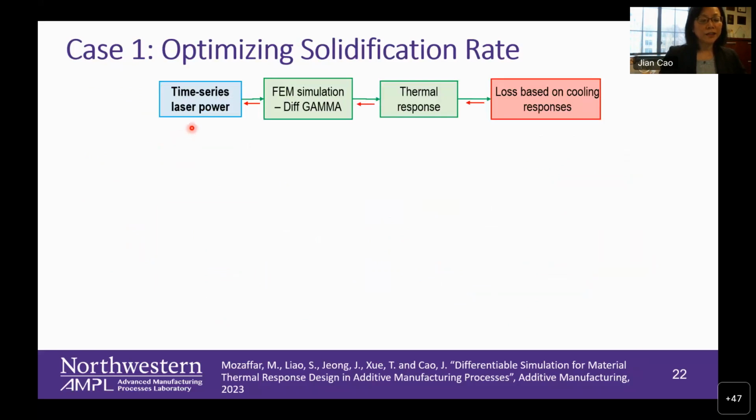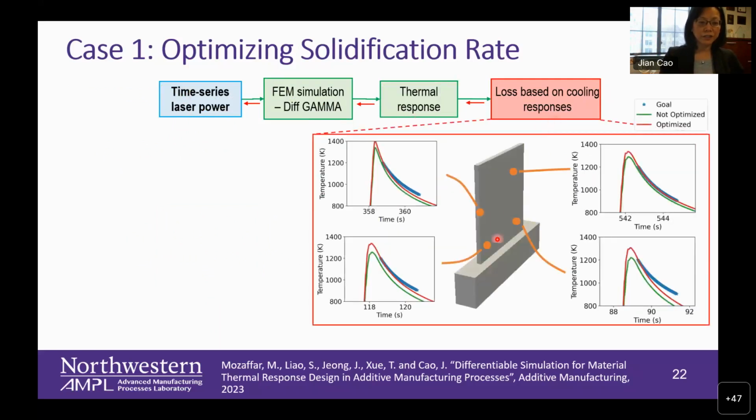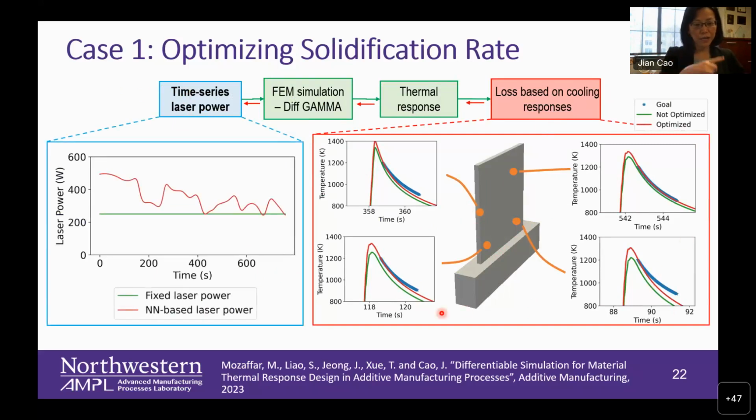So the key idea is we represent the laser power as a time series and go through the FEM simulation, which is differentiable, get the thermal history, and then we do the optimization. For example, with this thin wall and multiple points, the blue is what we want, and we feed it into the Adam optimization framework, and then create the laser power as this red line, versus if it's constant, it's the green. As you can see, the thermal response from different points is very different. So we got this laser power history, and then we implement it into the process.